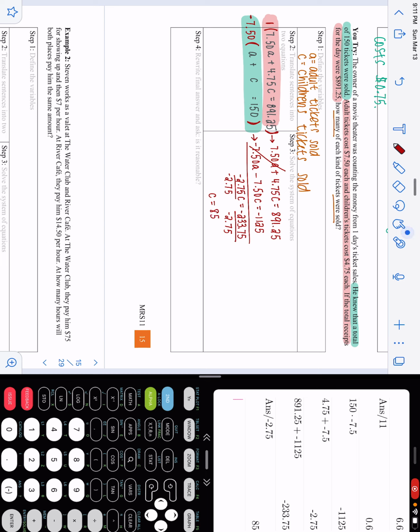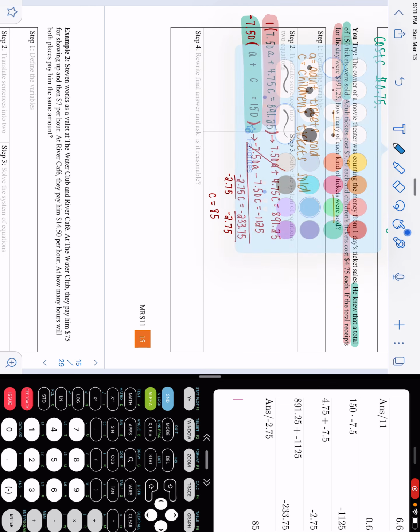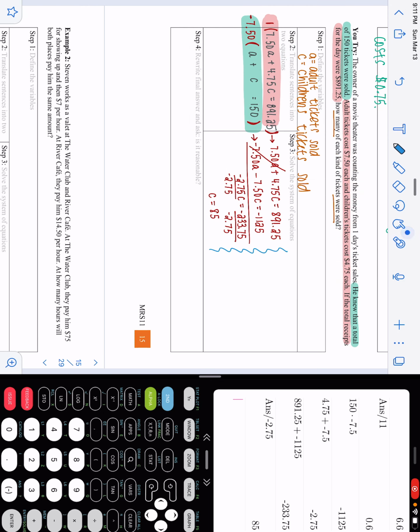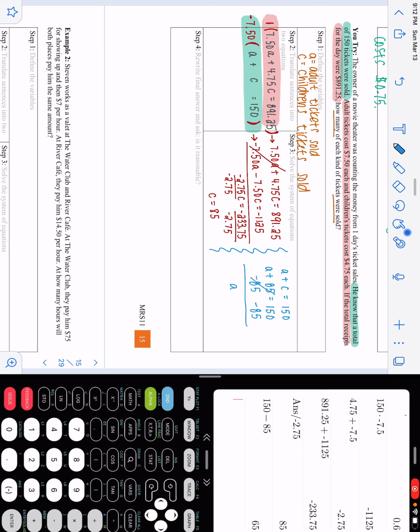So we sold 85 children's tickets. You need to solve for the number of adult tickets. Again, choose the easier equation. In this case, it would be the bottom one. A plus C is equal to 150. A plus 85 is equal to 150. So let's subtract 85 from both sides. Can't even do that in my head. 150 minus 85, we end up getting 65.